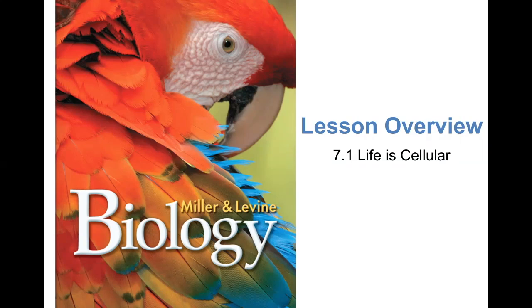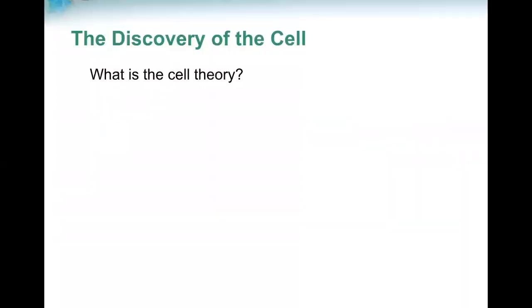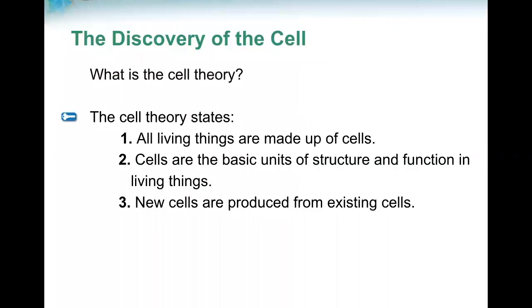Life is cellular. What is cell theory? The cell theory states, number one, all living things are made up of cells. Number two, cells are the basic units of structure and function in living things. Number three, new cells are produced from existing cells.